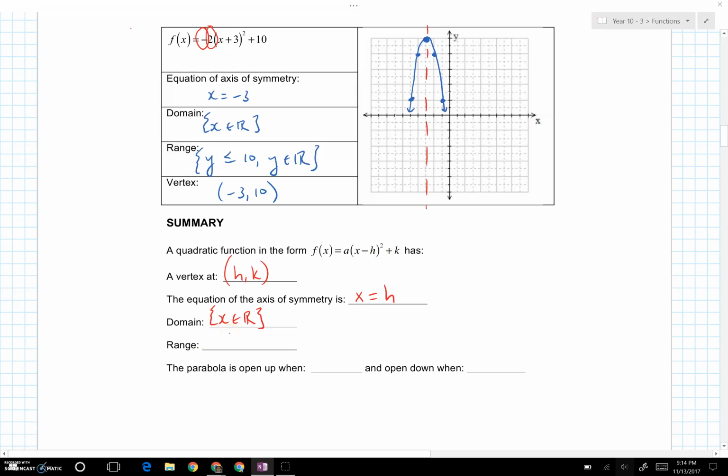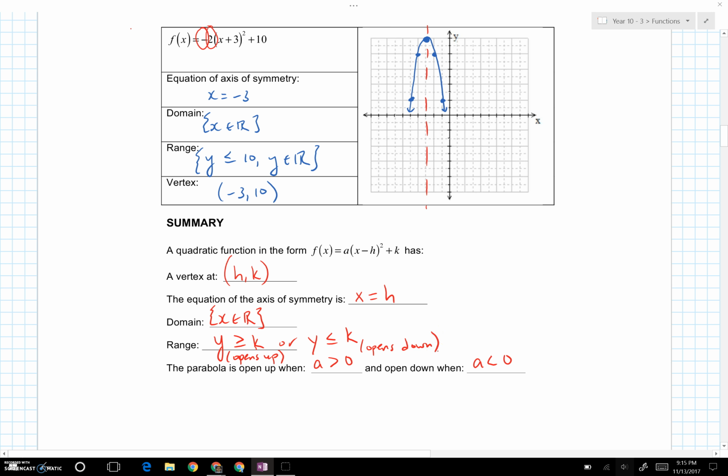So it opens up when the a value is greater than 0, and it opens down when the a value is less than 0. So the range is dependent on the a value. So you can say y is greater than or equal to k, or you say y is less than or equal to k, depending on if it opens up or opens down. So this is if it opens up, and this is when it opens down.